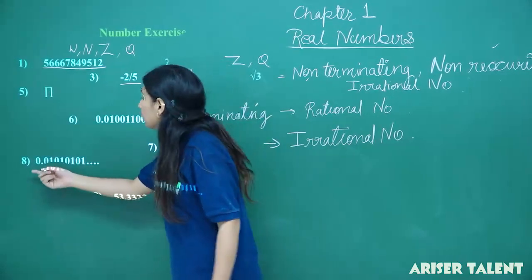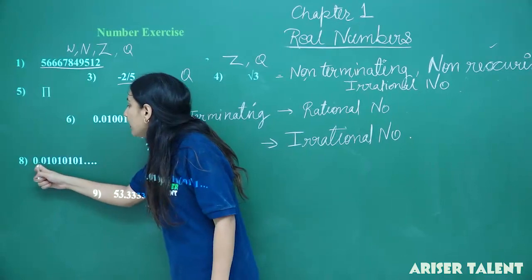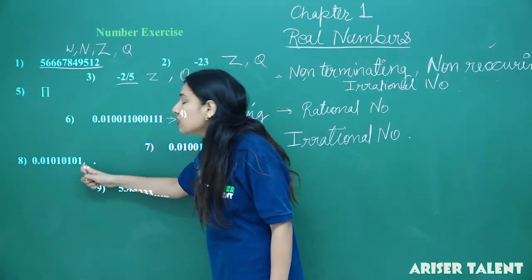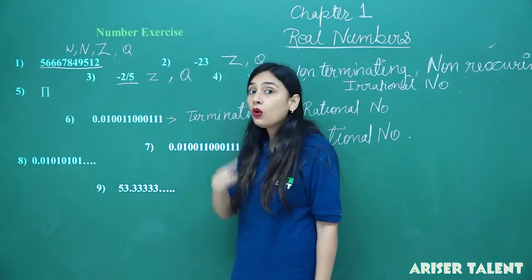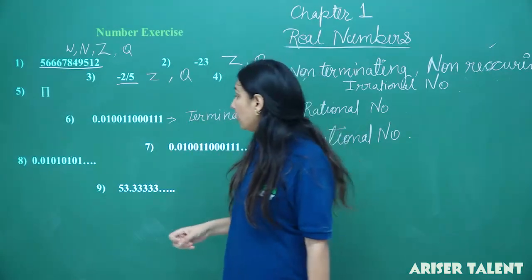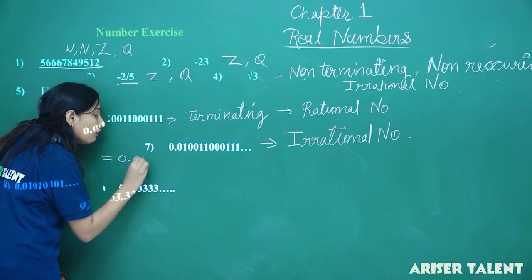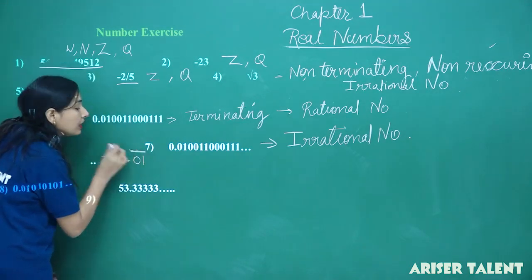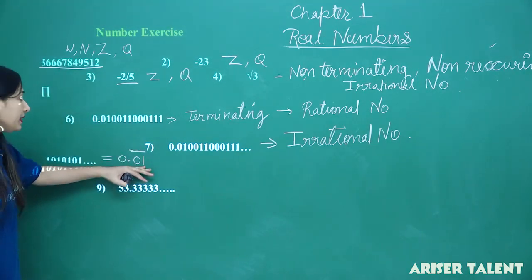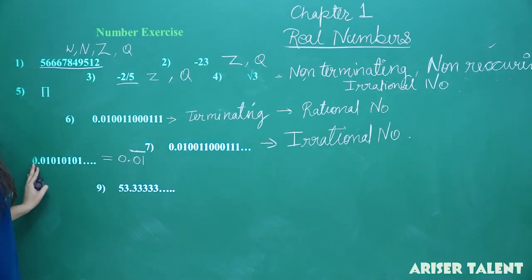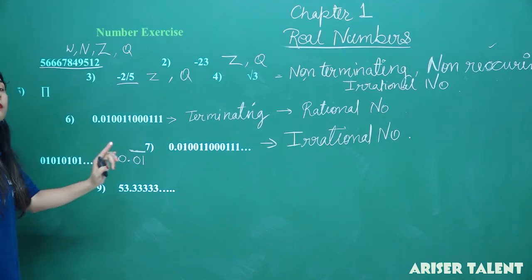See it carefully. 0.01010101, and how can we rewrite it when a term repeats again and again? We put a bar on the numbers that are reoccurring or repeating. In this case 0.010101. So 01 and 01 is repeating.